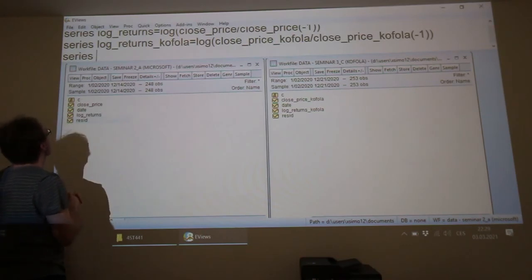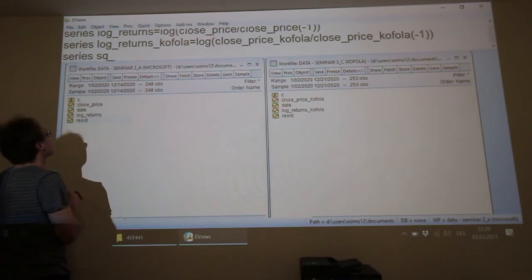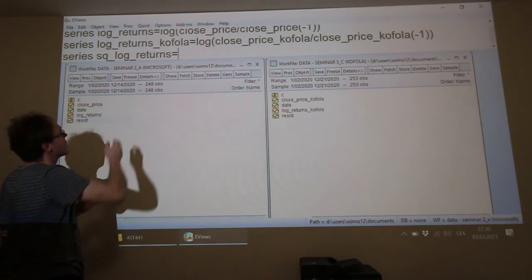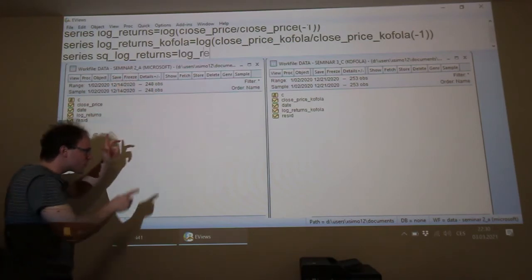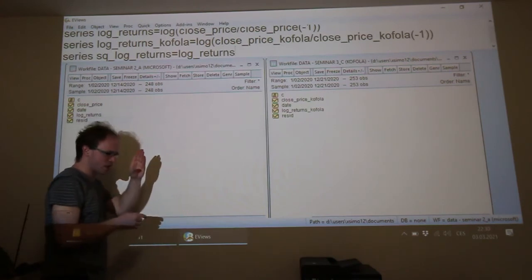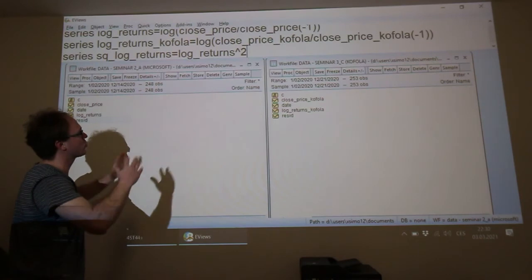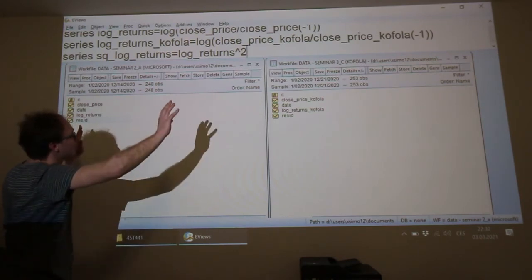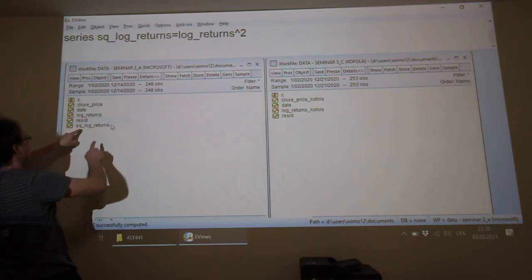For example, SQ like squared log returns will be equal to log returns, and we will use the power function, the hat, this function powered by 2. So enter, and we have here squared log returns.